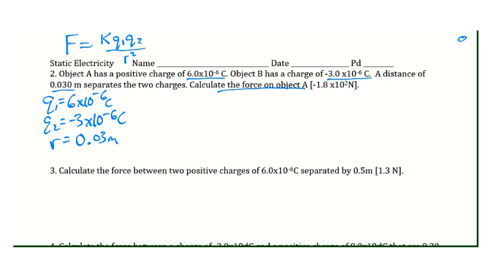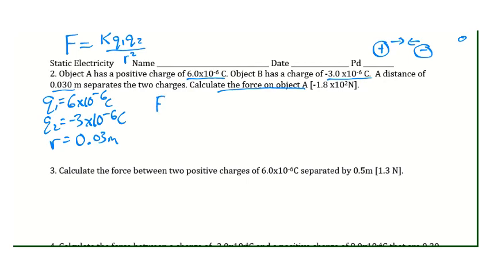Now, I tend to ignore the sign because all the sign is going to affect is whether or not they attract or repel. In this scenario, we're not given a picture, but we know we have a positive and a negative charge. So we know they're going to be attracted to one another. Let's just practice finding the magnitude.